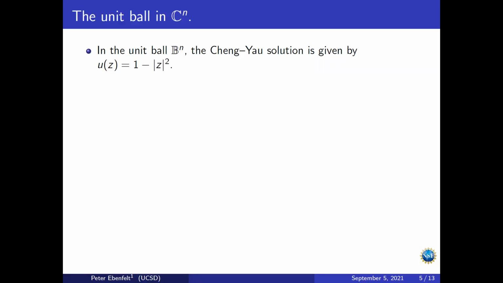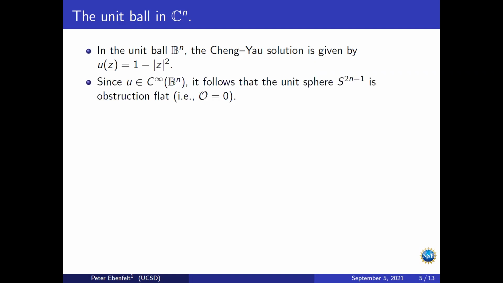Well, let's first examine, as one always does, the unit ball in Cn, B_n. Then the Cheng-Yau solution is easy to compute, or even to guess what it should be, and then you check that it actually solves the Dirichlet problem. Just take U to be 1 minus mod z squared. And of course, this is smooth everywhere. And hence, by Graham's work, it follows that the obstruction function is identically 0. Or in our terminology, the unit sphere is obstruction flat.